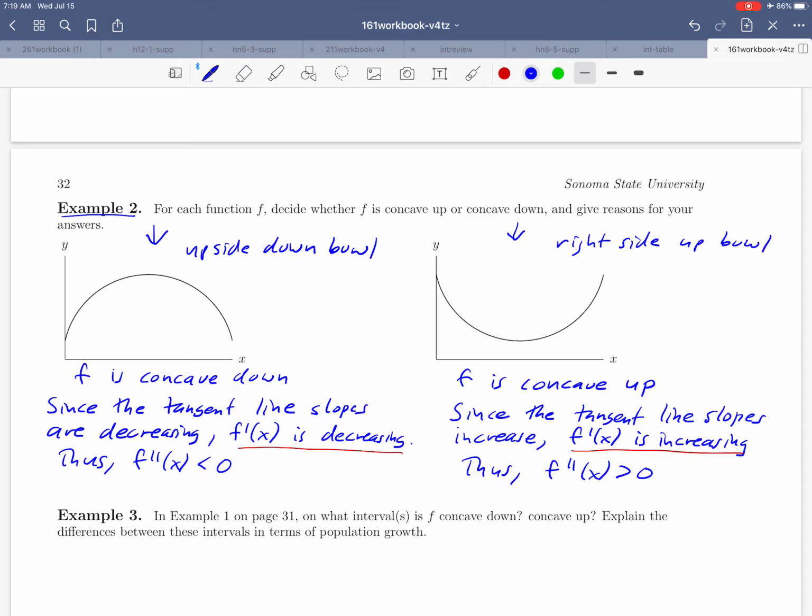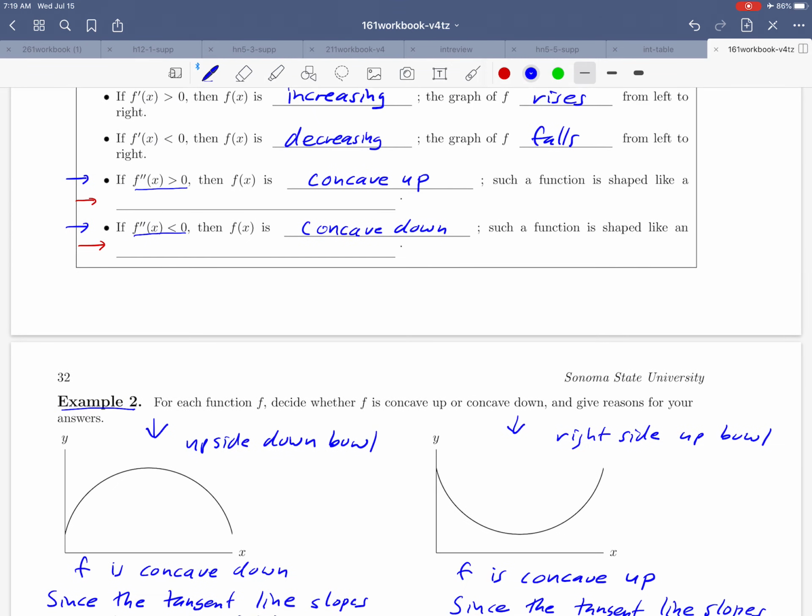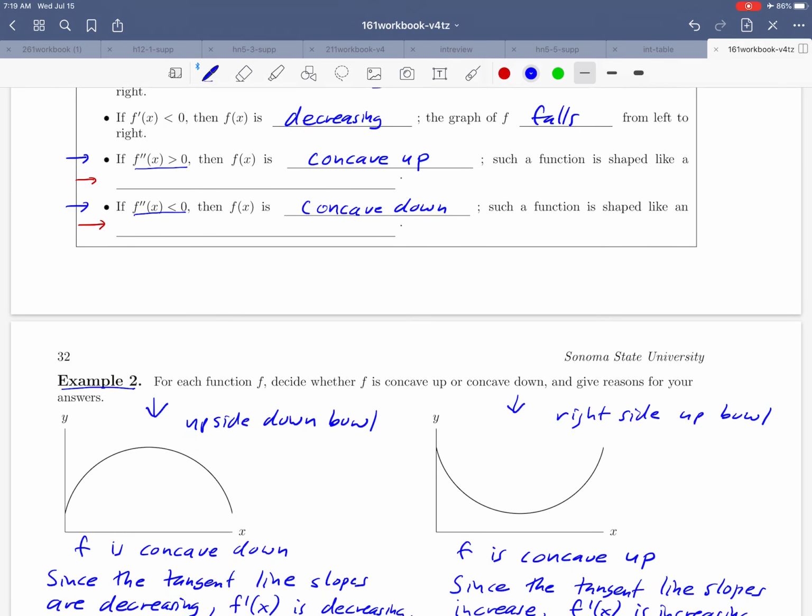Those two graphical descriptions were what we were missing from the table on the previous page. Let's scroll back here and fill those in. What we've discovered here is that a concave up function appears to have the shape of a right side up bowl. And concave down, it's exactly the other way around. All right, so we now have a graphical way to think about the second derivative.